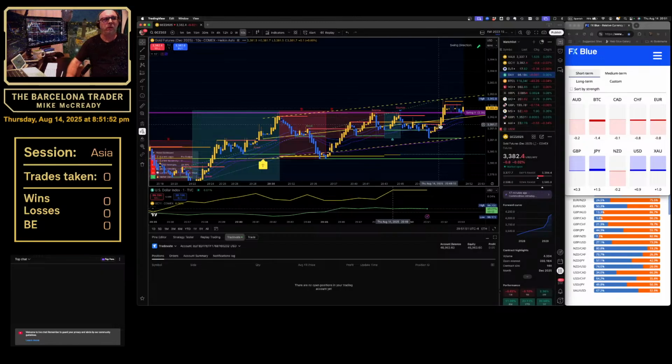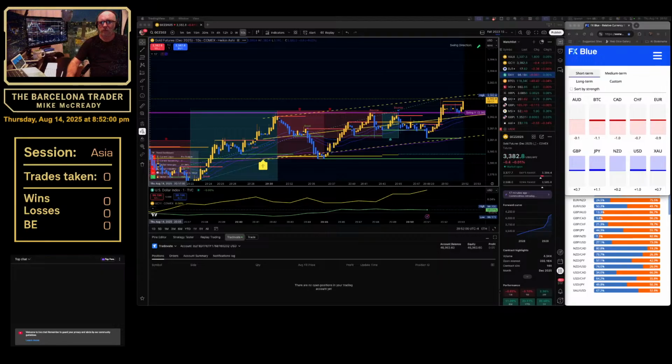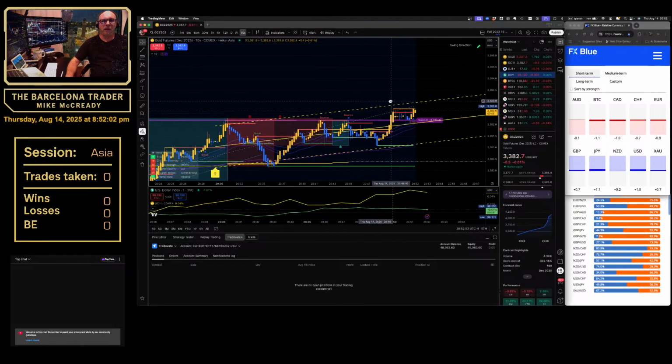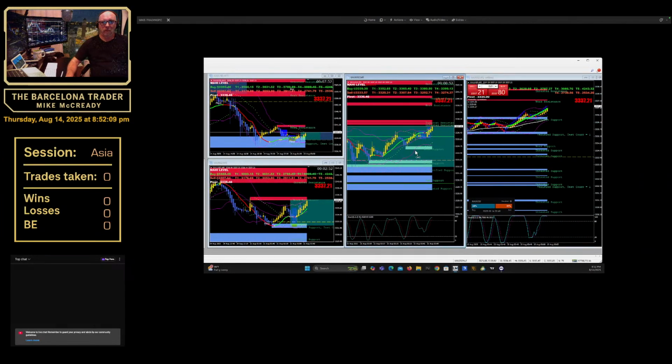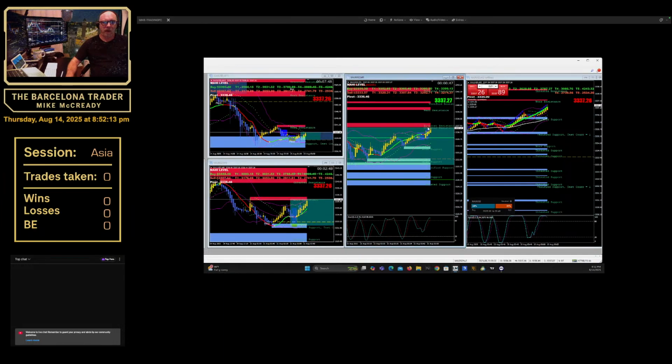Might be getting into territory where we can take a buy. I don't know. Here we are on this 1 minute chart. We're not quite out of this consolidation zone. Not quite ready to take a buy on it yet.